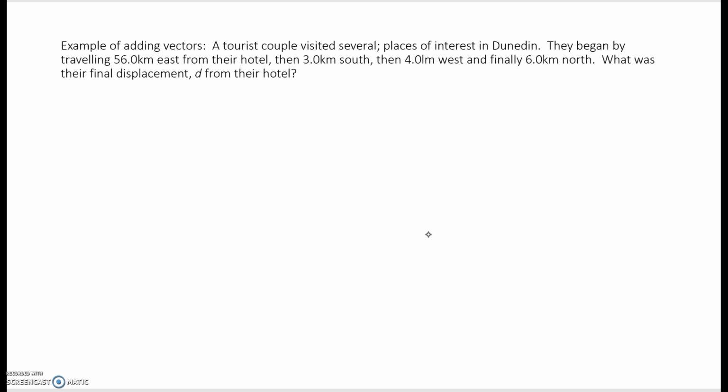We've got a tourist couple. They travel 56 kilometres, I think that must mean 5.6. Oops, that doesn't actually make much sense. That's a long walk. Let's change that to 5 kilometres east. So they're walking in the north-south direction. They go 3 kilometres south, and then they go 6 kilometres north.